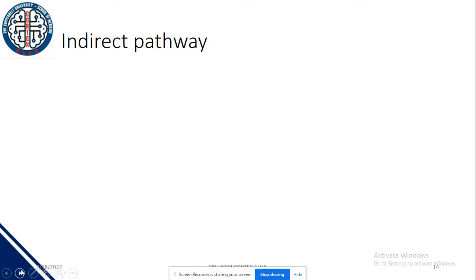Next. Okay, so here I was supposed to put the indirect pathway, but I'm still working on it. Although it has already been understood, we can go to the next.